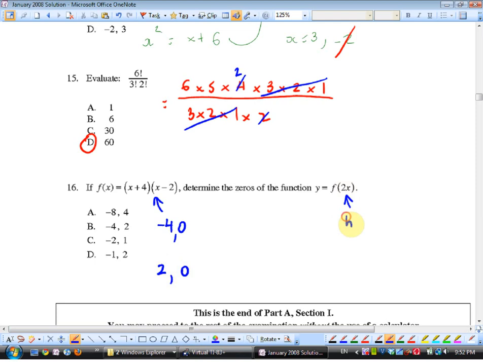This here is a horizontal compression by a half. Compress that by a half, compress that by a half. These are vertical, so they're not going to change at all. It looks like my new zeros are negative 2 and positive 1. The answer to number 16 is C.